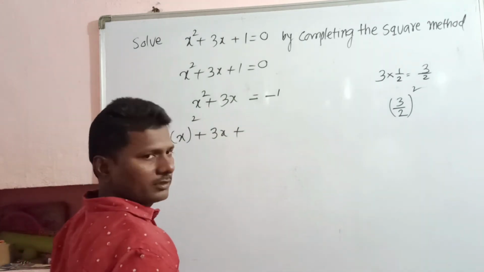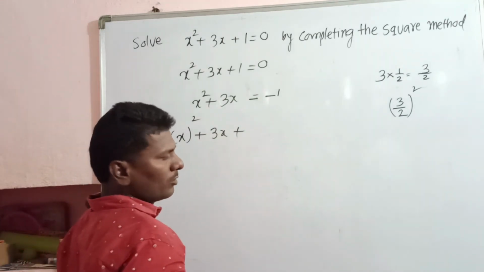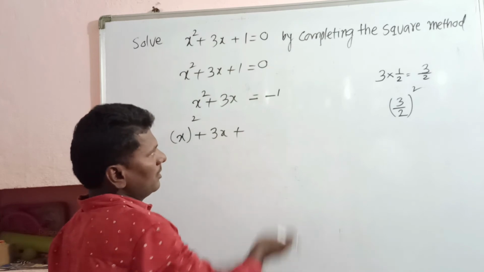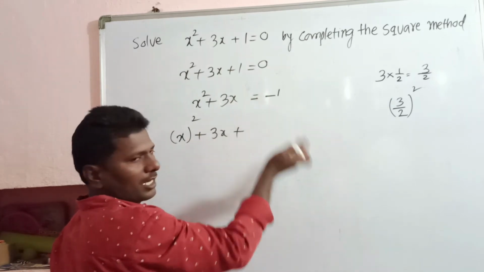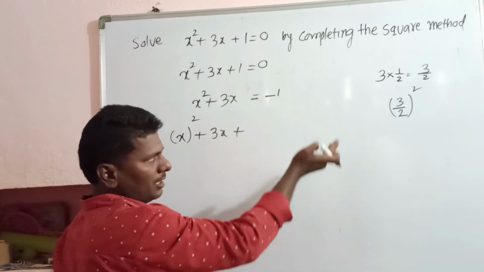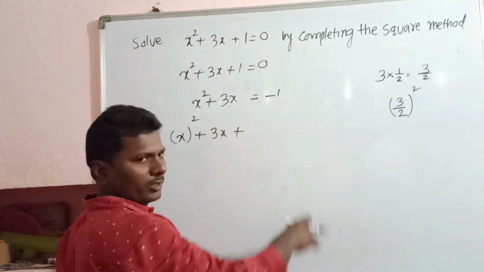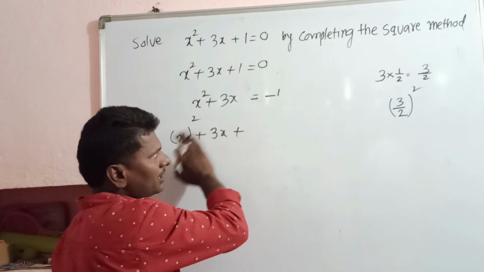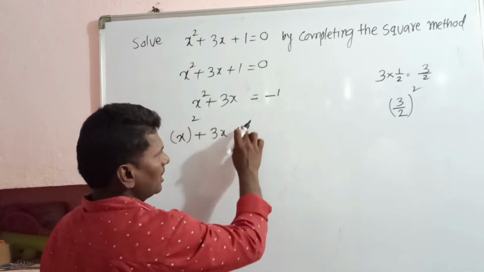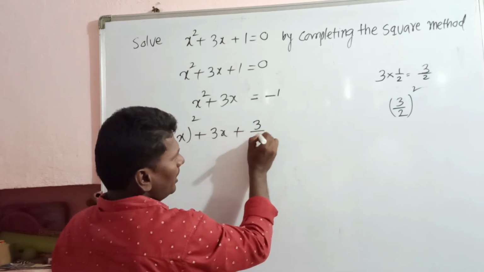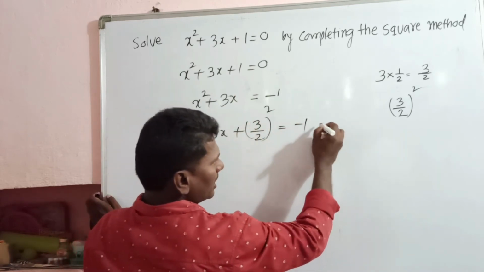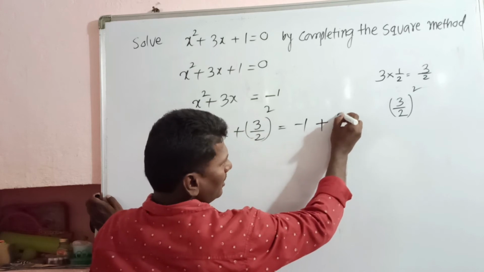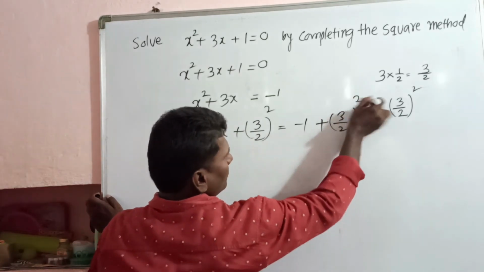Now add this (3 by 2) whole square to this equation, to LHS and RHS. Now we are adding (3 by 2) whole square to the LHS side and RHS side. Now I am adding (3 by 2) whole square on the left, that is equal to minus 1. This side also I am adding (3 by 2) whole square.